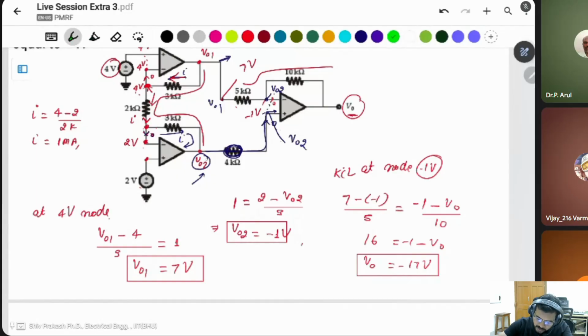Someone had a doubt about this one, this voltage V02. This resistance is directly connected to this one, and this current is 0. Because the input impedance of this op amp is infinity, current is 0. If current is 0, that means there is no voltage drop across the 4 kilo ohm resistance. This voltage is V02, so this voltage is also V02. Because of the virtual short of these two, this voltage is also the same, V02.